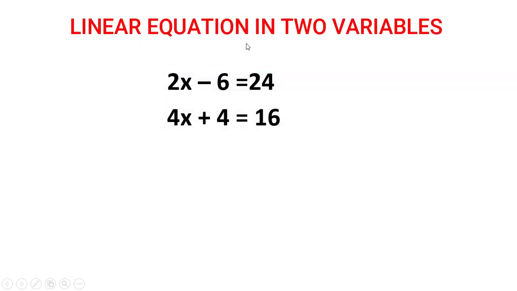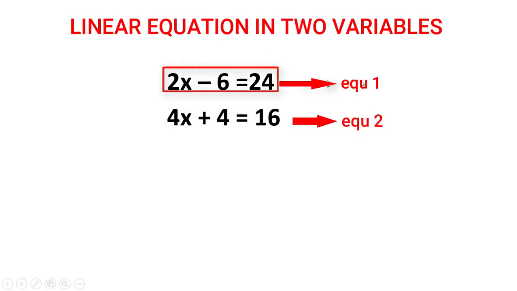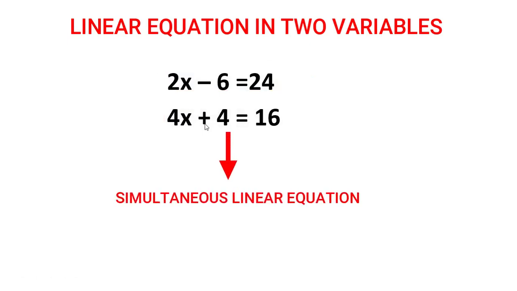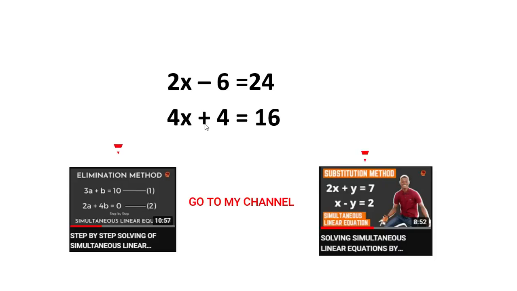This is a linear equation in 2 variables. When you have 2x minus 6 equals 24 as equation 1, and then we have 4x plus 4 equals 16 as equation 2, now when you solve them together, it is called simultaneous linear equations. In this channel, I have discussed in one of the tutorial videos how to solve simultaneous equations. Do well to check the video.